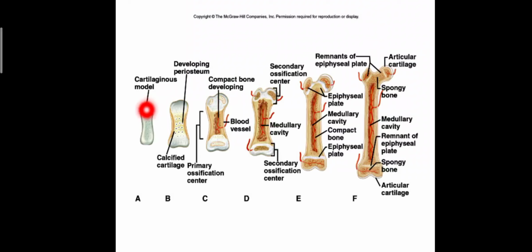Cartilaginous model. Developing periosteum. Calcified cartilage. Compact bone developing. Primary ossification center. Blood vessels. Medullary cavity. Secondary ossification center. Epiphyseal plate. Medullary cavity. Compact bone. Epiphyseal plate. Spongy bone. Replacement of epiphyseal plate.